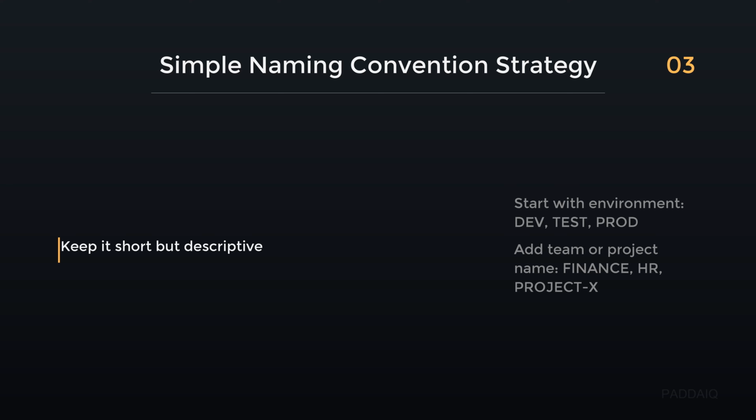Keep it short but descriptive. This means names should be brief enough to be practical but still clearly indicate the resource's purpose. For example, name a development space DevSAP instead of a long, unclear name. This approach makes your environment easier to manage and understand for everyone.